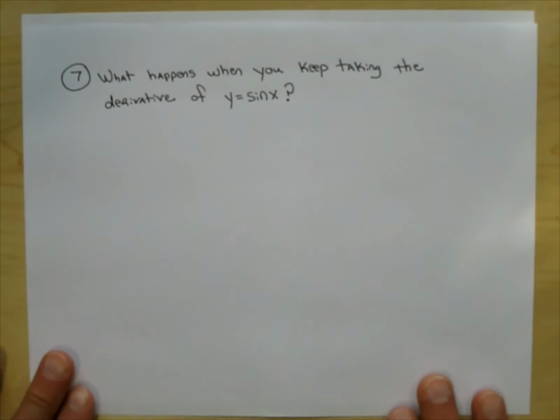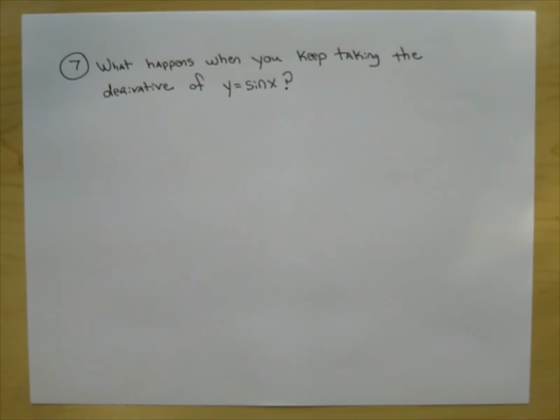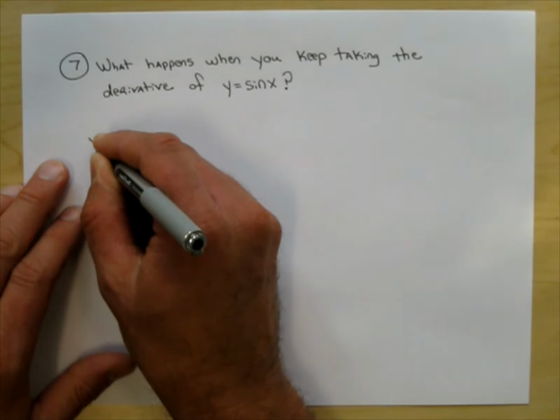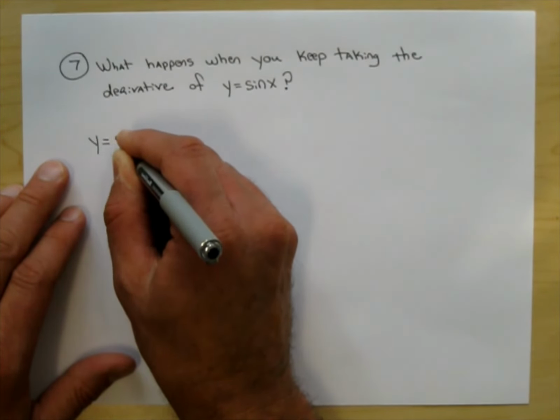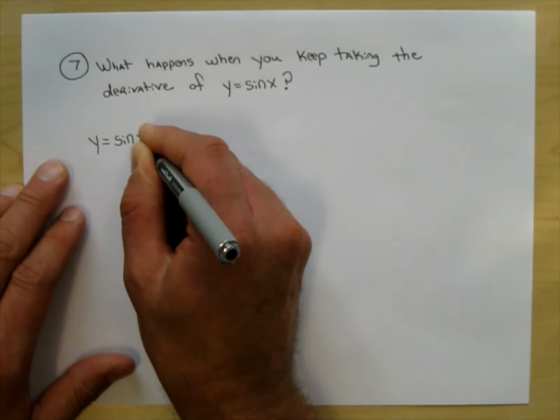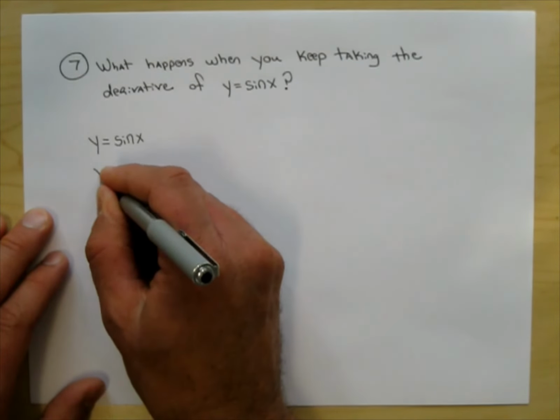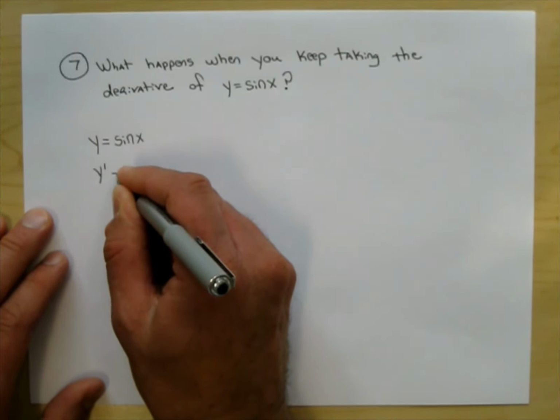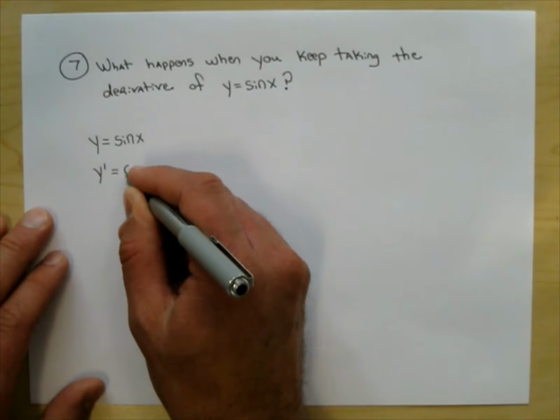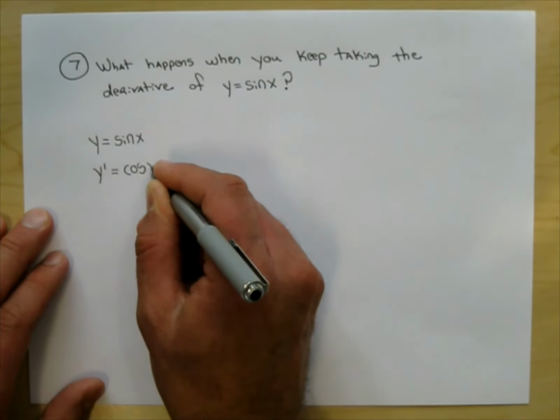Let's go ahead and do problem number 7. What happens, okay, so this is a weird kind of problem. This is just an exploration problem. What happens when you keep taking the derivative of y equals sine x? Let's do it. Y equals sine x. Y prime equals the cosine x.